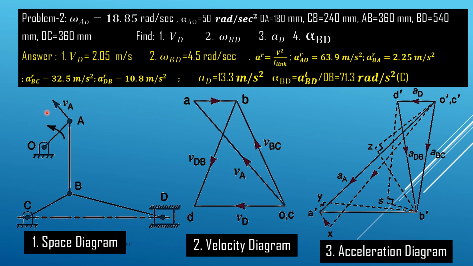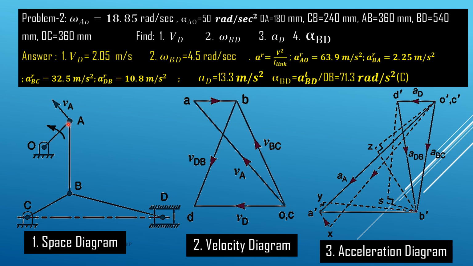Now this space diagram we can easily draw with these dimensions. The first step is to draw the space diagram, the second step is to draw the velocity diagram, and the third is the acceleration diagram. As we see in this problem, AO has both omega and alpha, so it has two components of acceleration. First of all, let us see how to draw the velocity polygon.